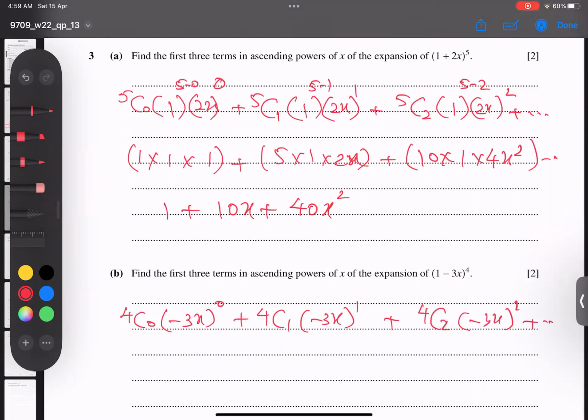You know very well the reason, because I said before, if you have 1 involved there, 1 to the power of anything, the answer becomes 1. So why waste our time? So 4C0 is 1, something to power 0 is 1.